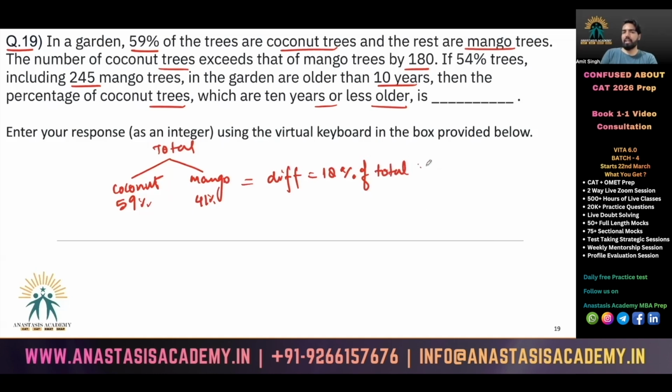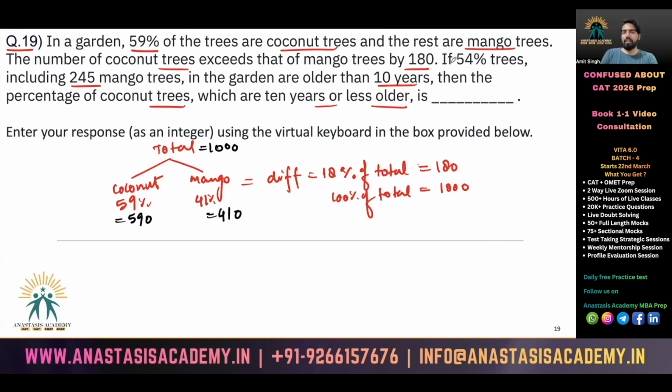18% of the total is given as 180. So from here, I can find 100% of the total, and that 100% of the total is 1000. So I can fairly assume that the total number of trees in this garden is 1000. So coconut trees are 590 and mango trees are 410.